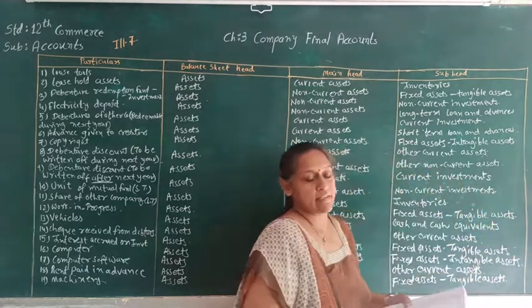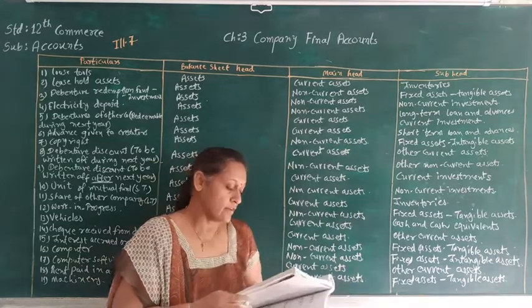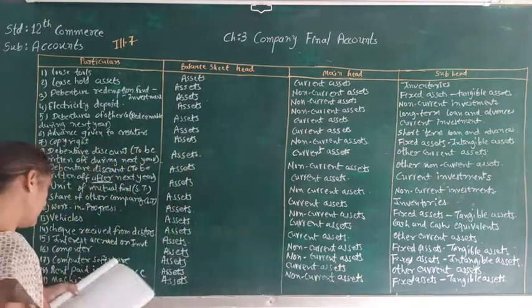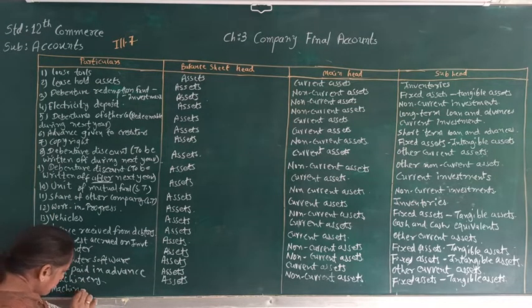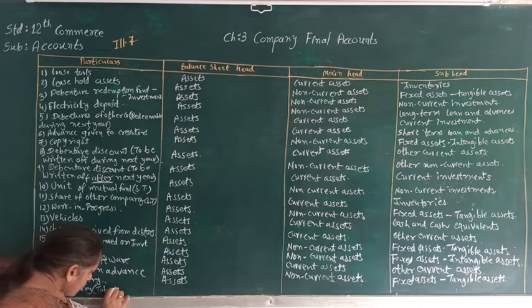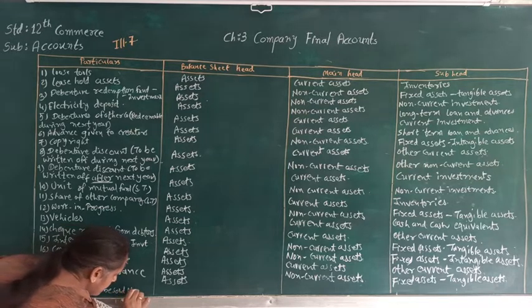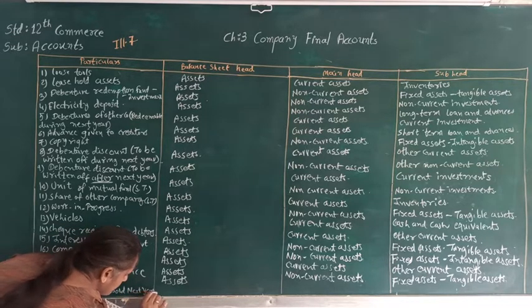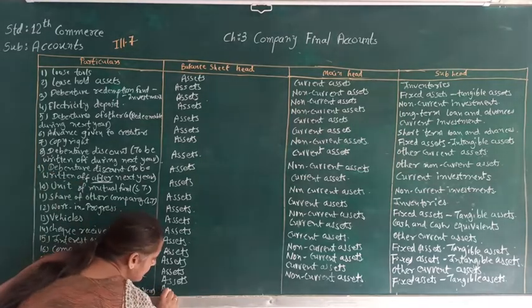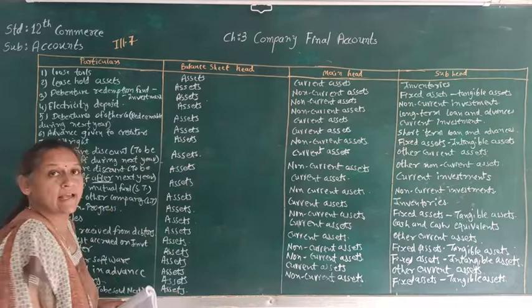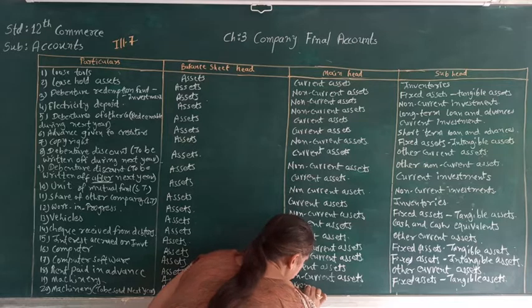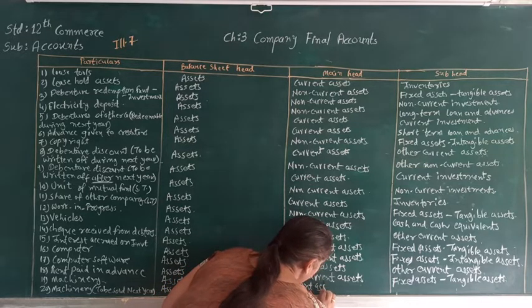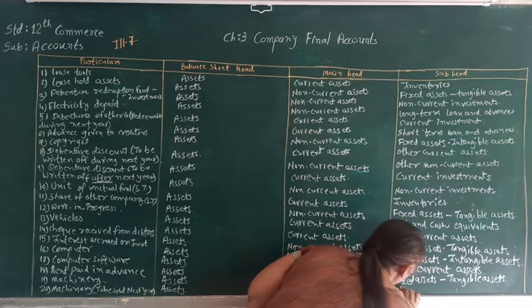And the last one is machinery to be sold next year. So that is number 20. Machinery to be sold next year. So here it is an asset, but it will be shown as a current asset, as it is to be sold during next year. So it is a current asset, other current asset.